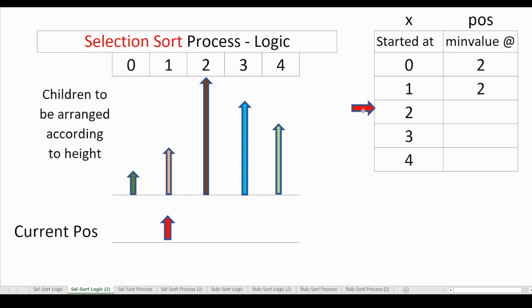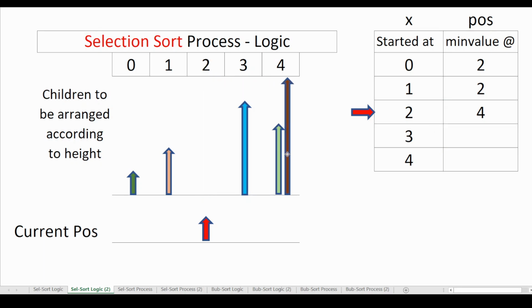What next? I go and stand beside child number 2. From here, which is the shortest child? Shortest child is actually on 4. So what do I do? I swap position number 2 and 4. So 2 goes there, 4 comes here. So they have been swapped.